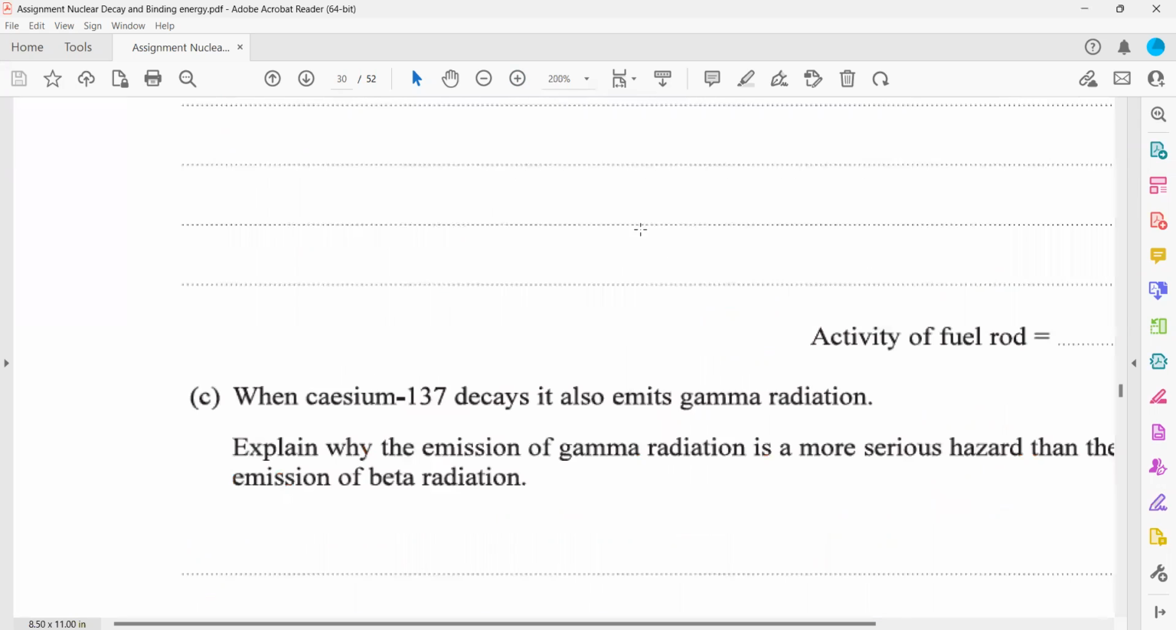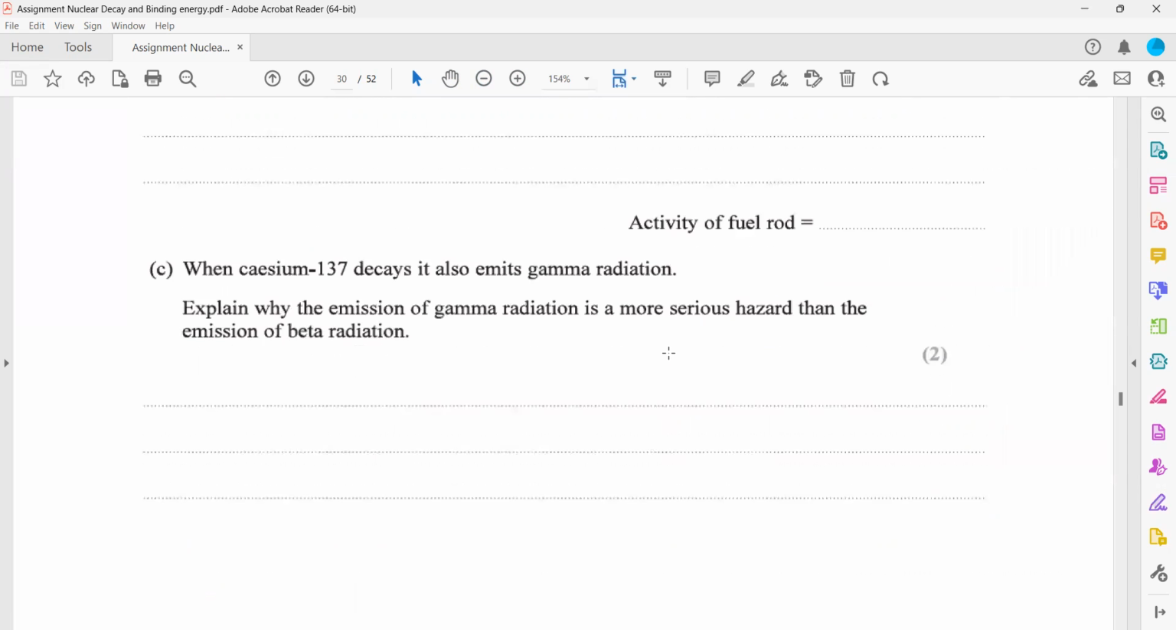When cesium-137 decays, it also emits gamma radiation. Explain why the emission of a gamma is a more serious hazard than emission of a beta. You have to refer to the penetration power here: gamma is more penetrating than beta. So we need greater shielding around the cesium to stop these gamma. So refer to penetration, gamma is highly penetrating. As a result, we need a greater shield.